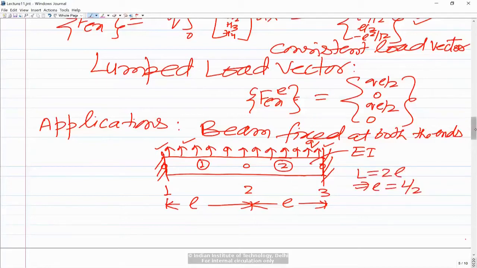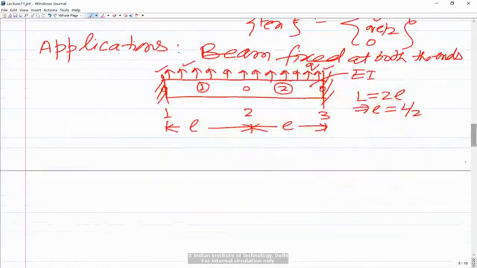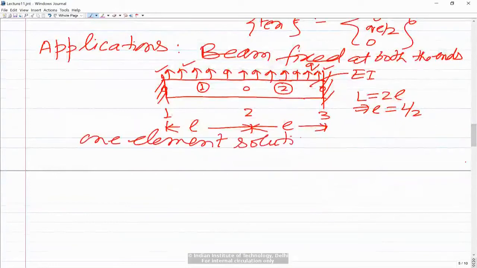So I have already mentioned to you that if you just discretize this using only one two noded Euler-Bernoulli beam element, the one element solution will ultimately give you V equal to 0. So we have to at least discretize this into two elements.